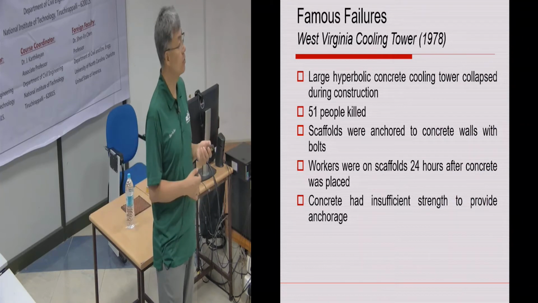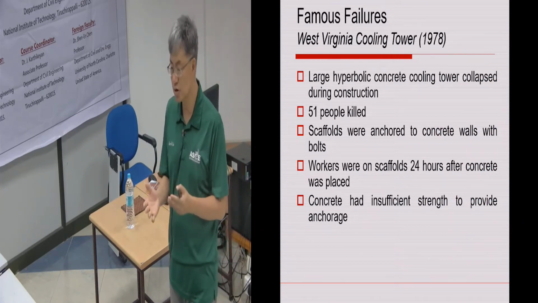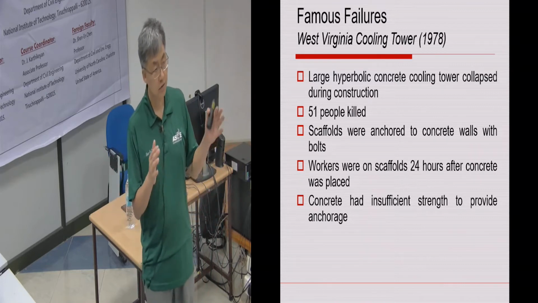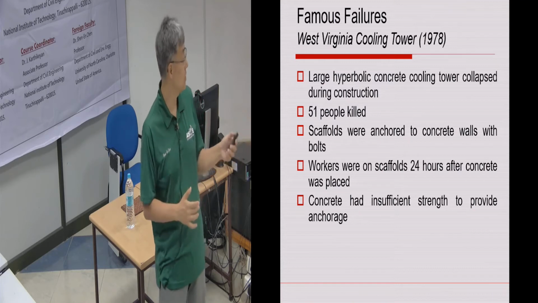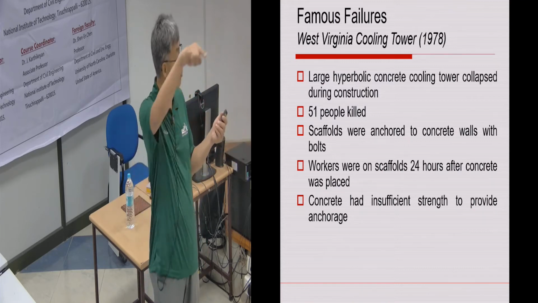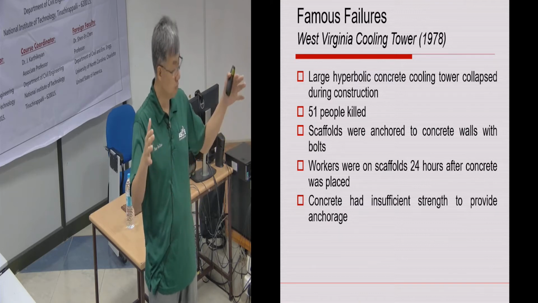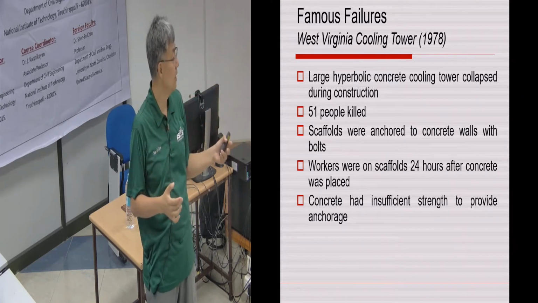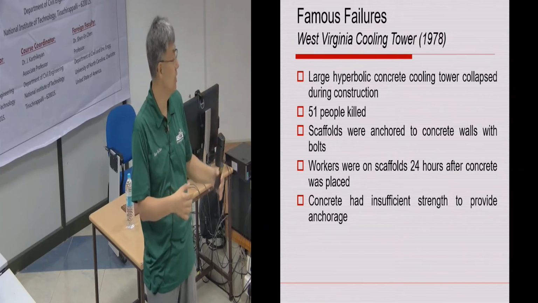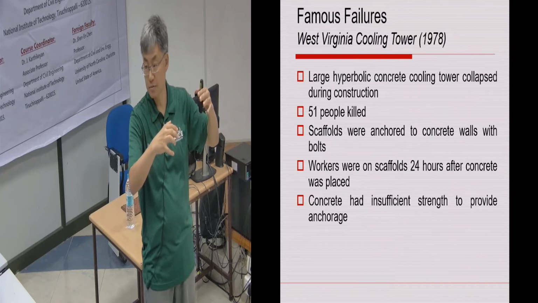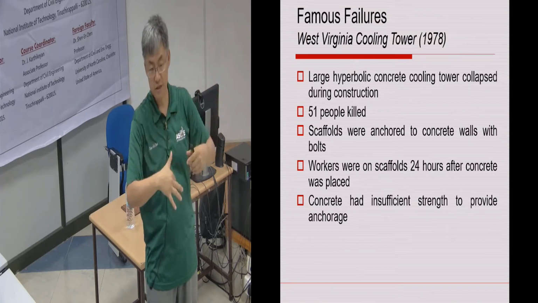The West Virginia cooling tower in 1978 is a construction failure. There were two identical towers being built, and one of them collapsed. It's a big water cooling tower. 51 people died, and the scaffold was anchored to the concrete wall. While they were doing 24 hours of concrete placement, suddenly the concrete collapsed. Because the scaffold was tied to the concrete wall, everything collapsed.